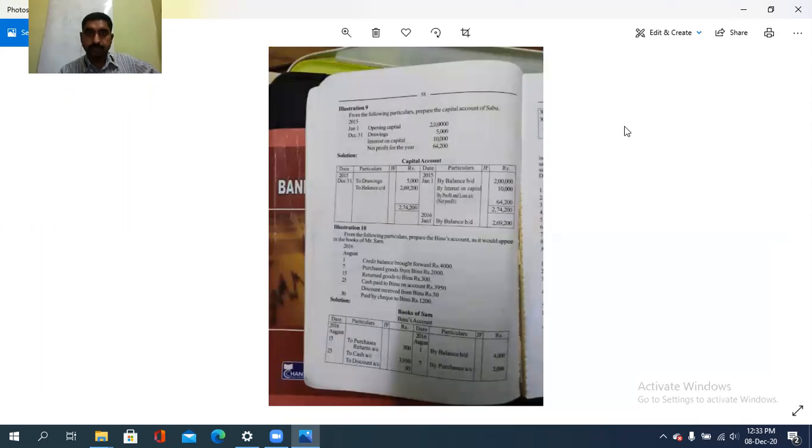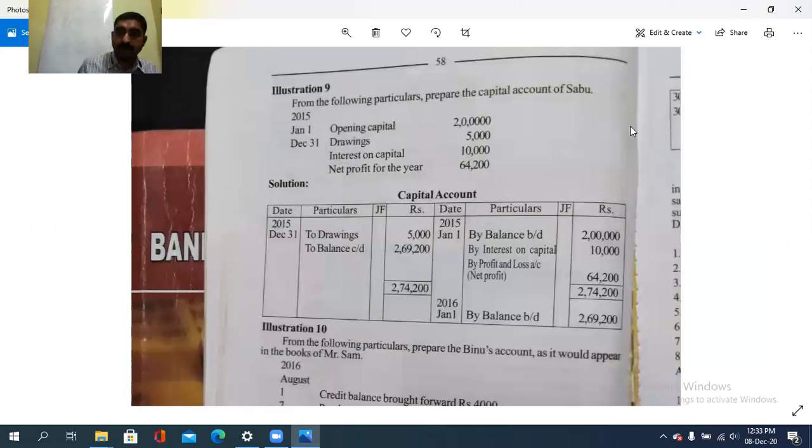From the following, prepare the capital account of Sabu. Opening capital 2 lakh. So to balance brought down 2 lakh, capital having a credit balance opening. Drawings. So what is the entry? Entry will be capital account debtor to drawings. So debit side, to drawings 5,000.